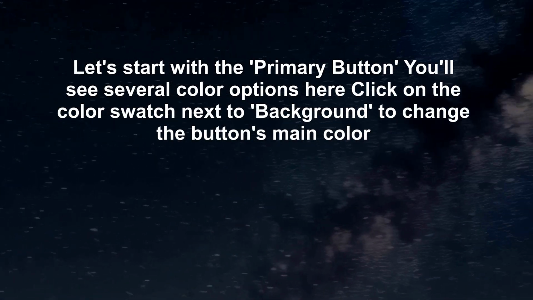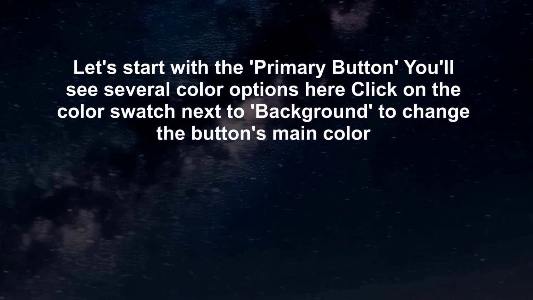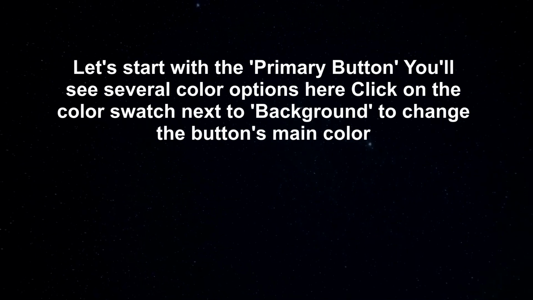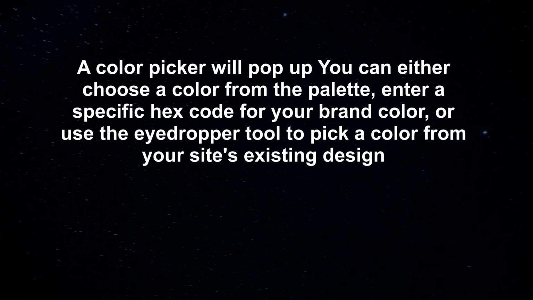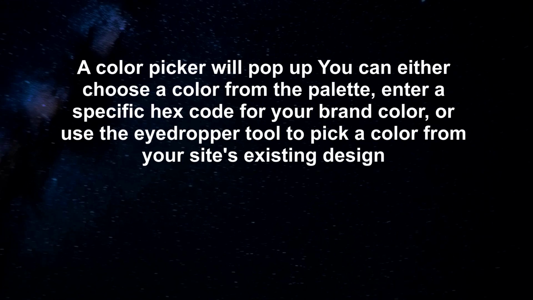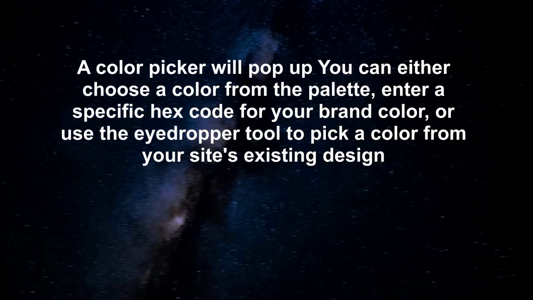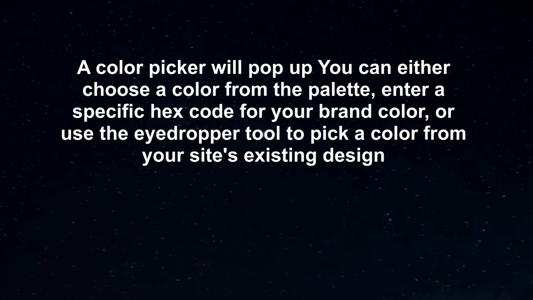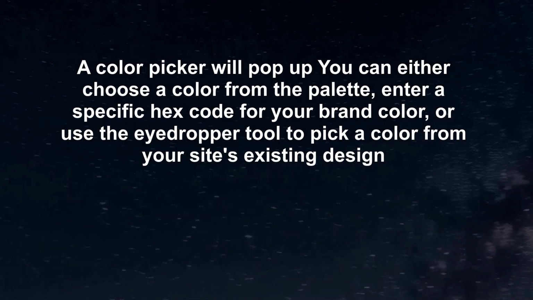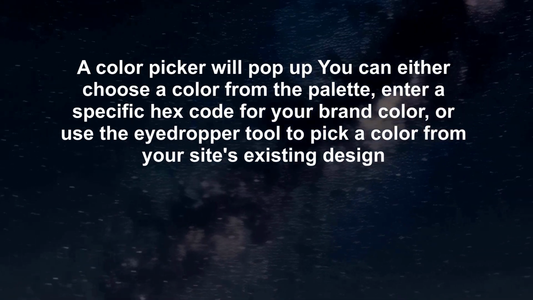You'll see several color options here. Click on the color swatch next to Background to change the button's main color. A color picker will pop up. You can either choose a color from the palette, enter a specific hex code for your brand color, or use the eyedropper tool to pick a color from your site's existing design.